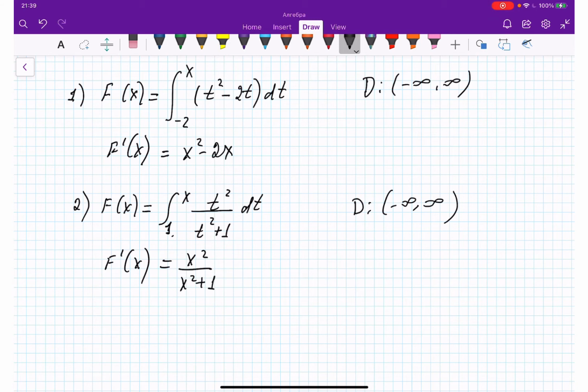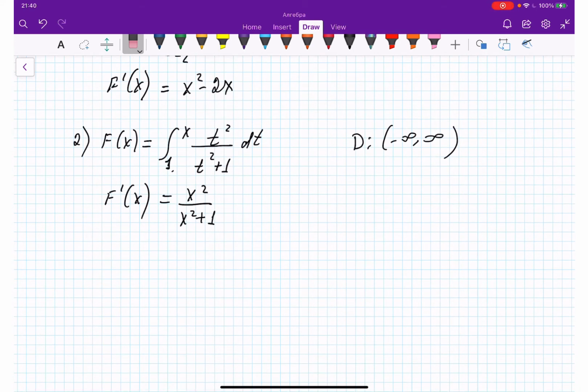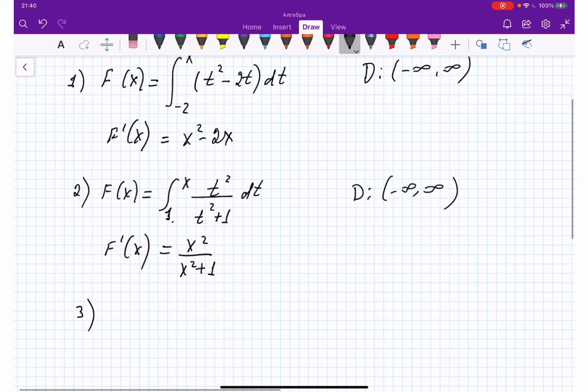Now, if it would be, let's say here, minus 1, that would be a different story, right? Because at the second t is equal to 1, right? Then it would be 0, and we wouldn't be able to apply the second theorem. Okay, question number 3. And the other important condition is, here you have the constant, and here you have a variable, which represents a function of x.